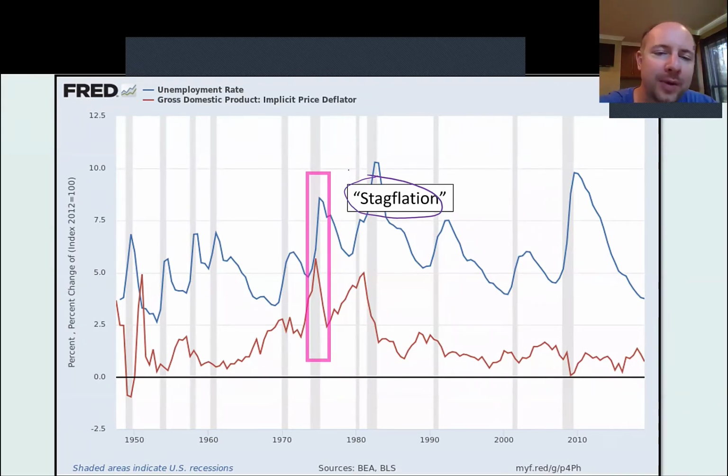And notice what happened. We had a big increase in unemployment. That's the blue. And we saw a spike in inflation. That red line, the implicit price deflator, is a fancy way of calculating inflation. Just think of this as inflation. You see that at one point we had inflation up over 5%, which is a significant amount of inflation in one year for the United States.